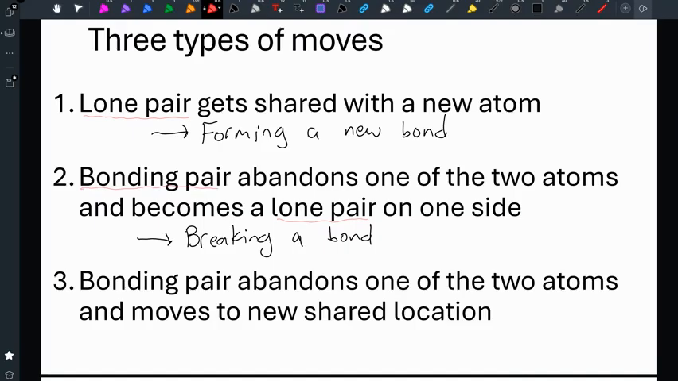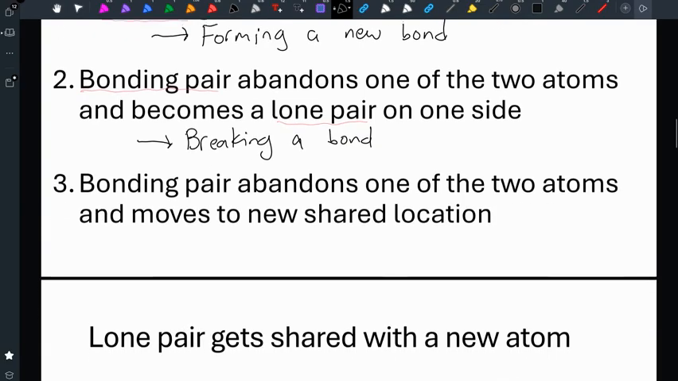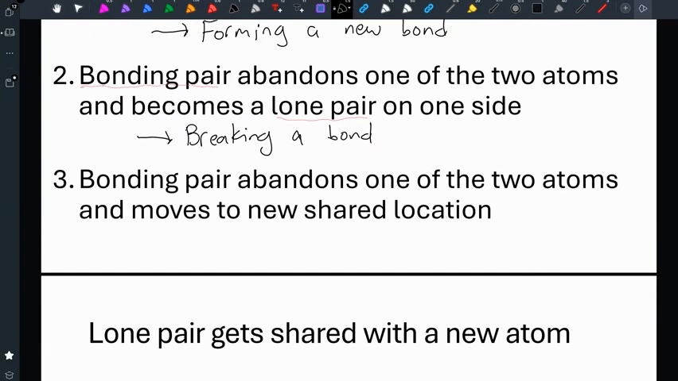Occasionally, what you'll see is a bonding pair that's between 2 atoms. You can call them A and B, and it moves and becomes a bond between A and a new atom, so A and C, or between B and C. So when a bonding pair becomes a new bonding pair, you're breaking an old bond and forming a new bond.